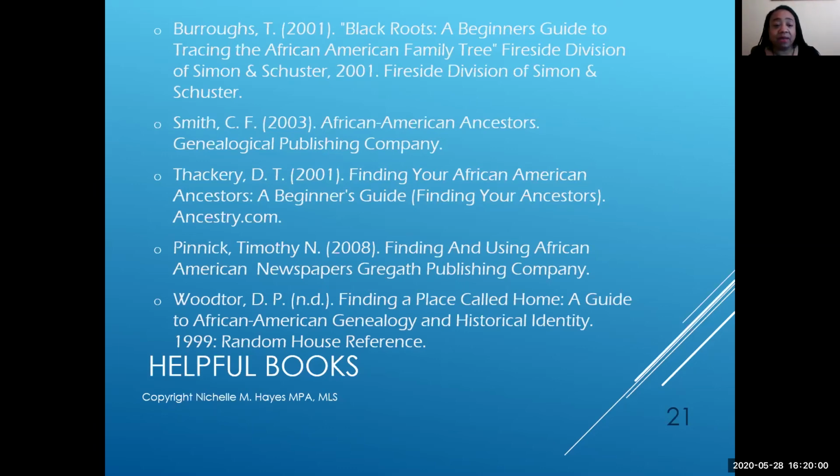We already talked about Tim Pennick's book about African American newspapers. And then finally, we have Finding a Place Called Home, A Guide to African American Genealogy and Historical Identity by Dr. D. Palmer Woodford. This is an excellent book. It goes from beginner to advanced, but it's definitely something you want to have in your library so that you can refer to it and help you as you're doing your research.